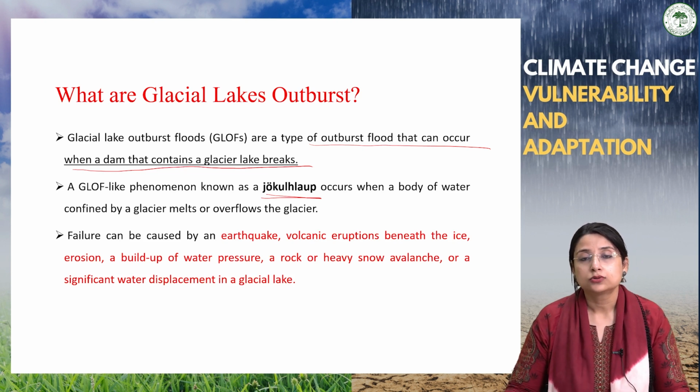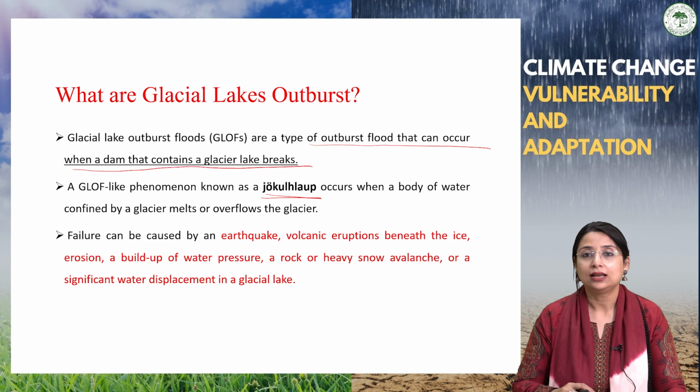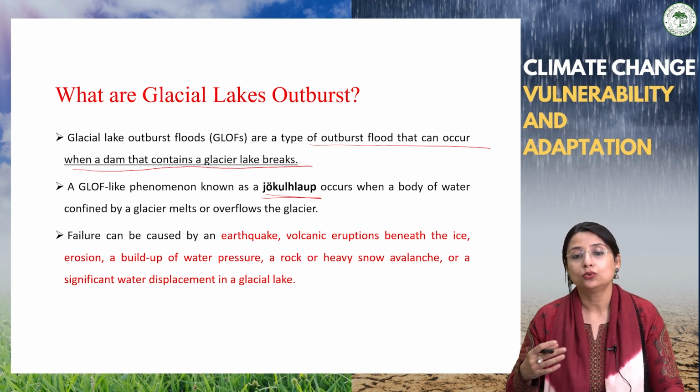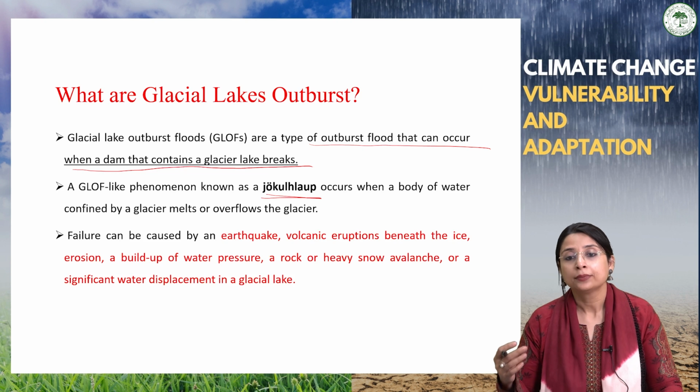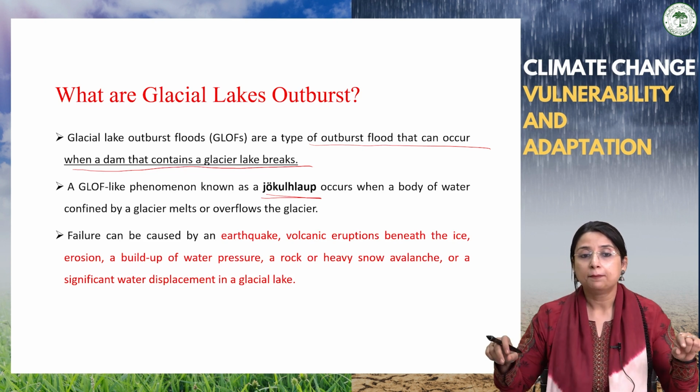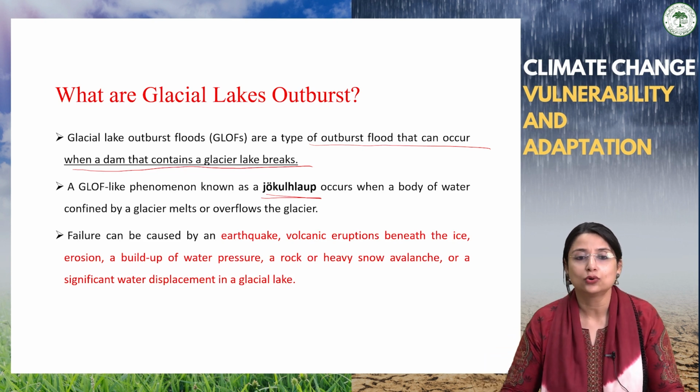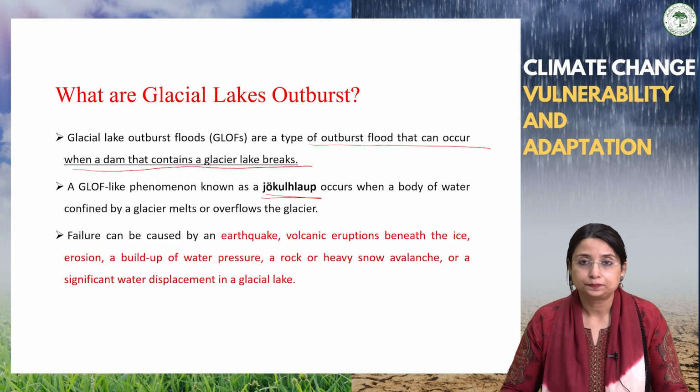water flow. Similarly, a glacial lake outburst flood situation is also known as a jökulhlaup, where a body of water confined by a glacier melts or overflows the glacier. So that is a similar phenomenon, which is also known as a jökulhlaup.